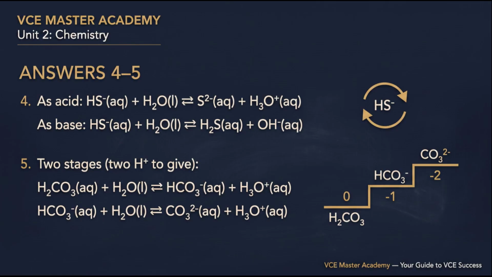Question 5. Carbonic acid has 2 hydrogens to give, so it's diprotic. 2 stages, 1 proton each. Stage 1. Carbonic acid becomes hydrogen carbonate. Stage 2. Hydrogen carbonate becomes carbonate. And there's our amphiprotic friend one last time, sitting on the middle step of the staircase, exactly where it belongs. If you got all 5, brilliant. If not, find the board that covers the one you missed and watch that pass of the ball again.